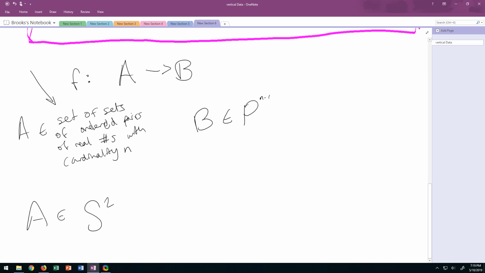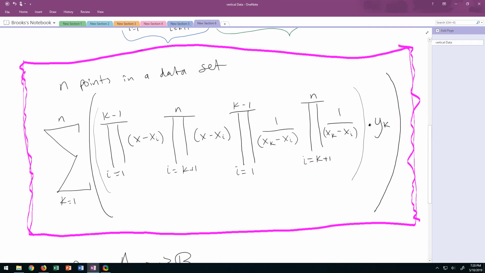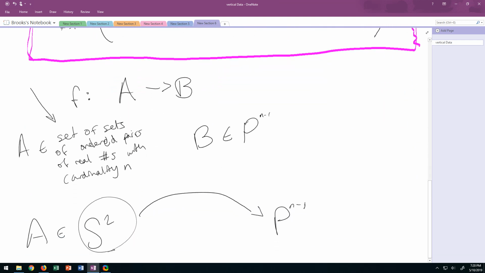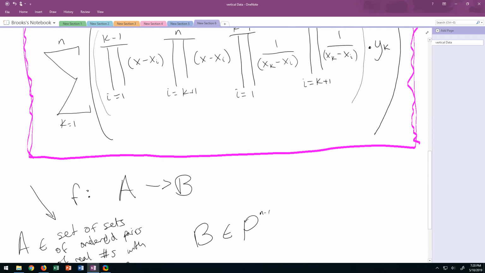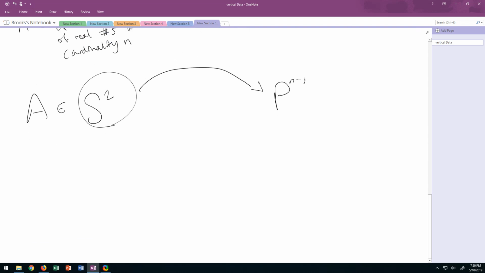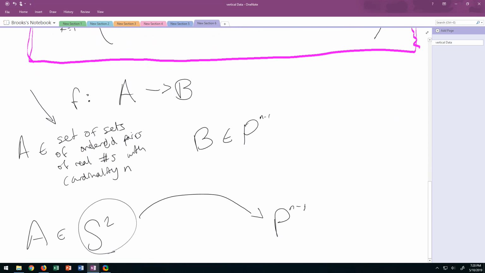So it maps an element from the set S2 onto a polynomial of degree n minus 1. And I might have messed up this n minus 1 part. I didn't think about that one too hard. So this right here is a function that maps a particular set onto a polynomial. That polynomial will pass through all the points in the original set. So this is pretty funky stuff. And that's all I have for you.